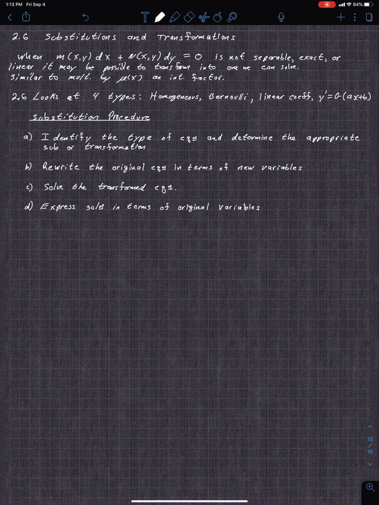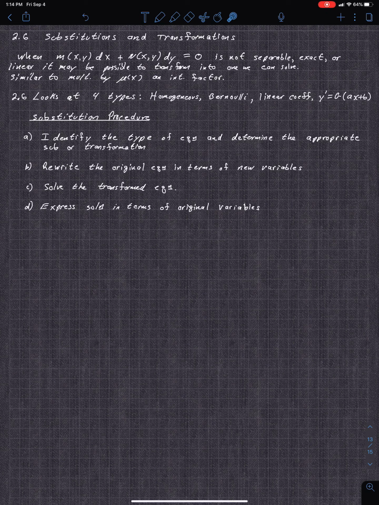2.6, another type of way to solve differential equations: substitutions and transformations. When we have the form M(x,y) dx plus N(x,y) dy equals 0, and we see that it's not separable, exact, or linear, it's possible to transform it into something else, similar to the integrating factors we did in 2.5.